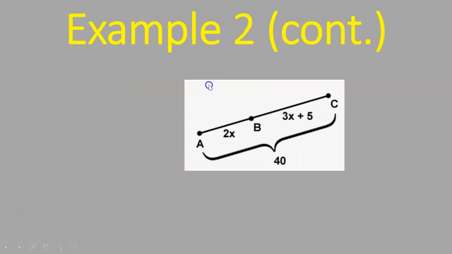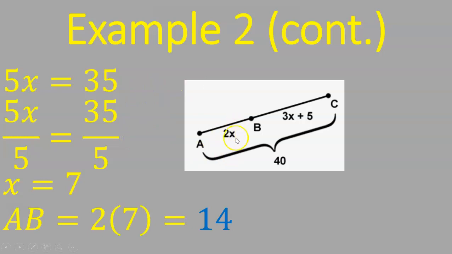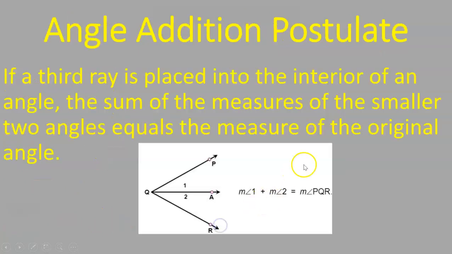On to the next slide. We're going to divide by 5. Now we have to be careful. The question did ask for segment length AB, not x. So we need to plug 7 into the expression 2x to find AB. So the answer is 14.